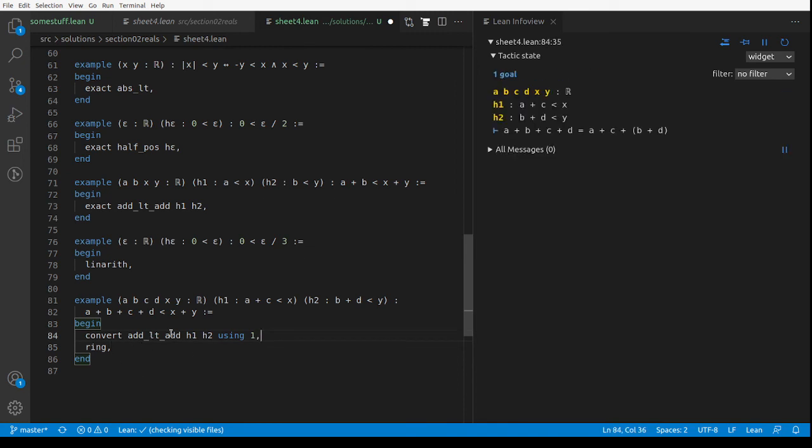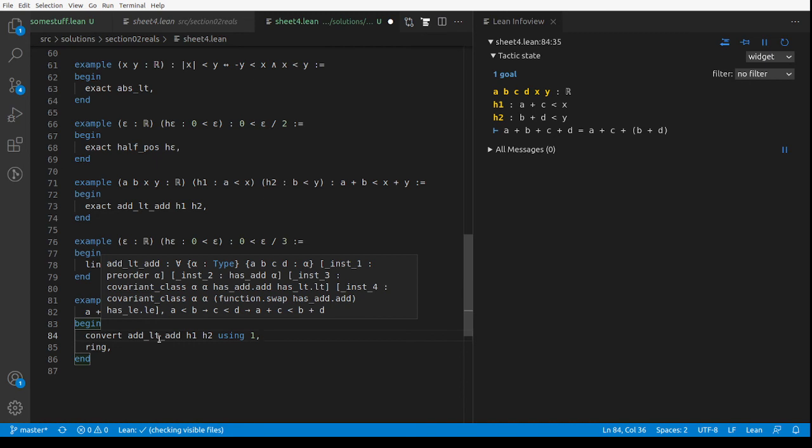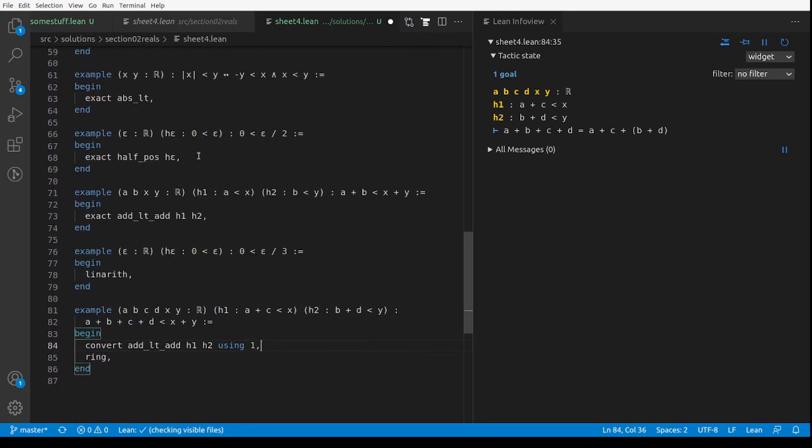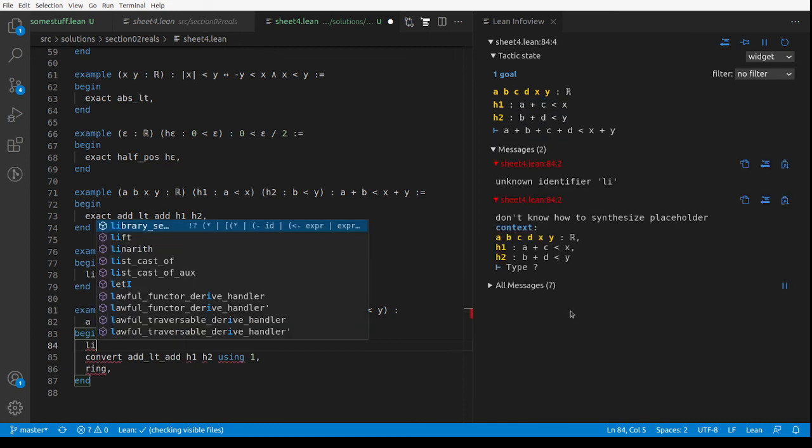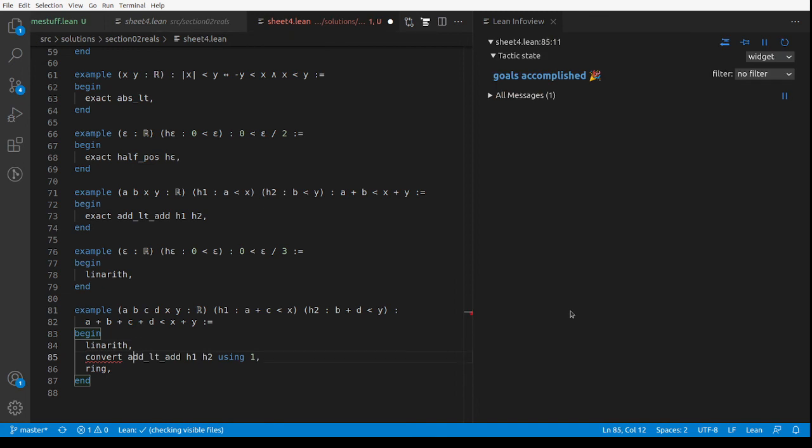But we had to rely on the fact that we knew about add_lt_add because we'd just seen it up here. So we can do even better, because again, this is just an inequality which follows from a bunch of other inequalities which are hypotheses, and that's what the linarith tactic was designed to do. So there's a one-line proof of this example.